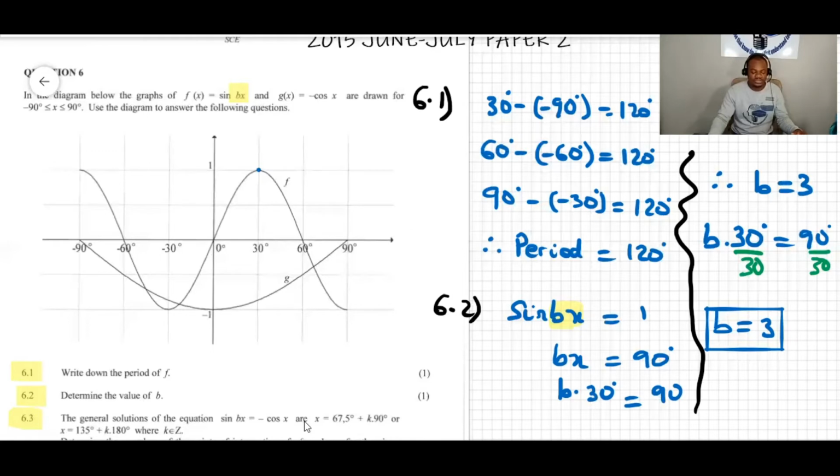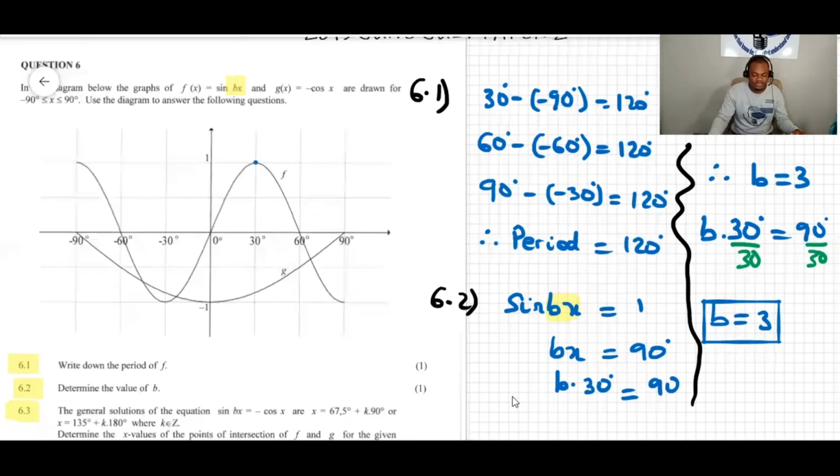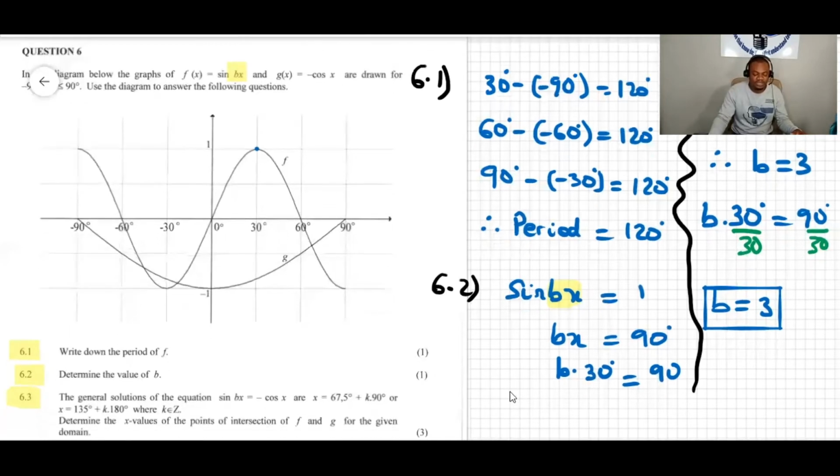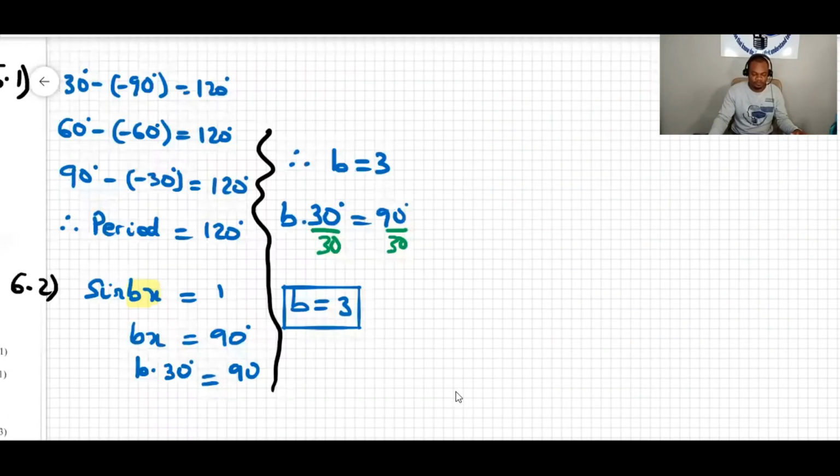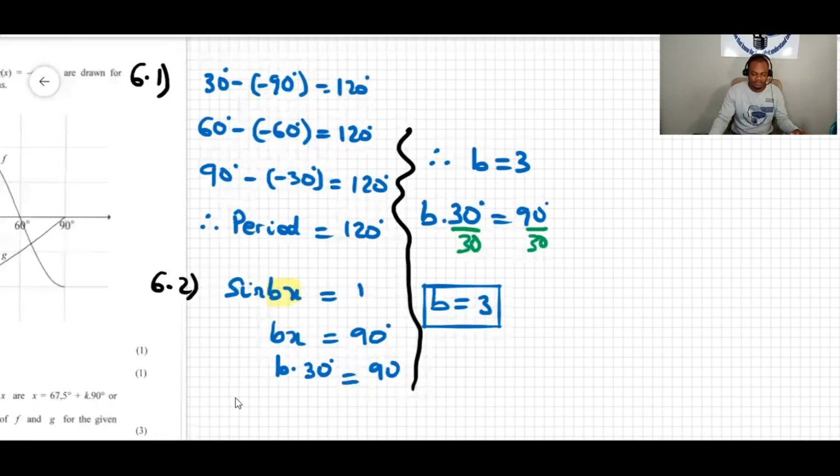Now we're going to use the general solution to find the values of the intersection, because that's what they ask. The question says determine the x values of the points of intersection of f and g for the given domain. So I'll move my cursor over here.